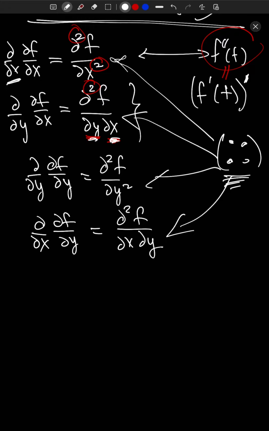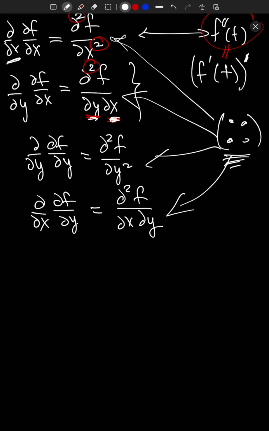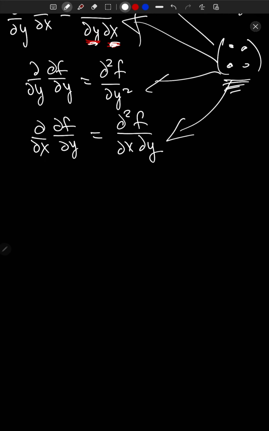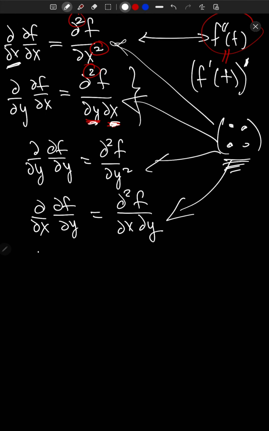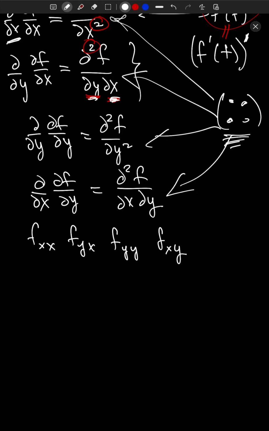Let's see. Oh, notation. So this is the Leibniz notation, the partial notation. Of course, the equivalent of these would be fxx, fyx, fyy, fxy. All right.